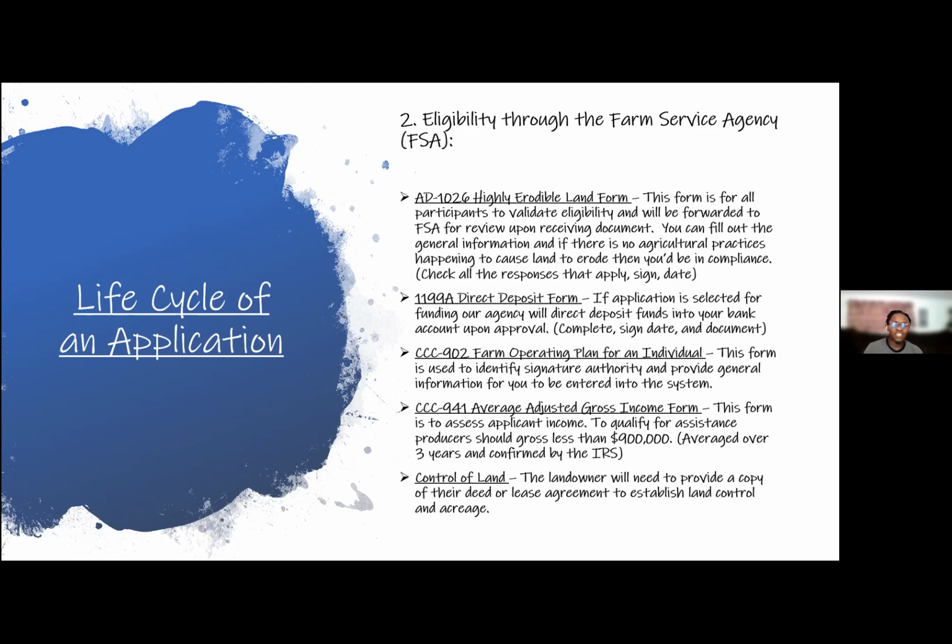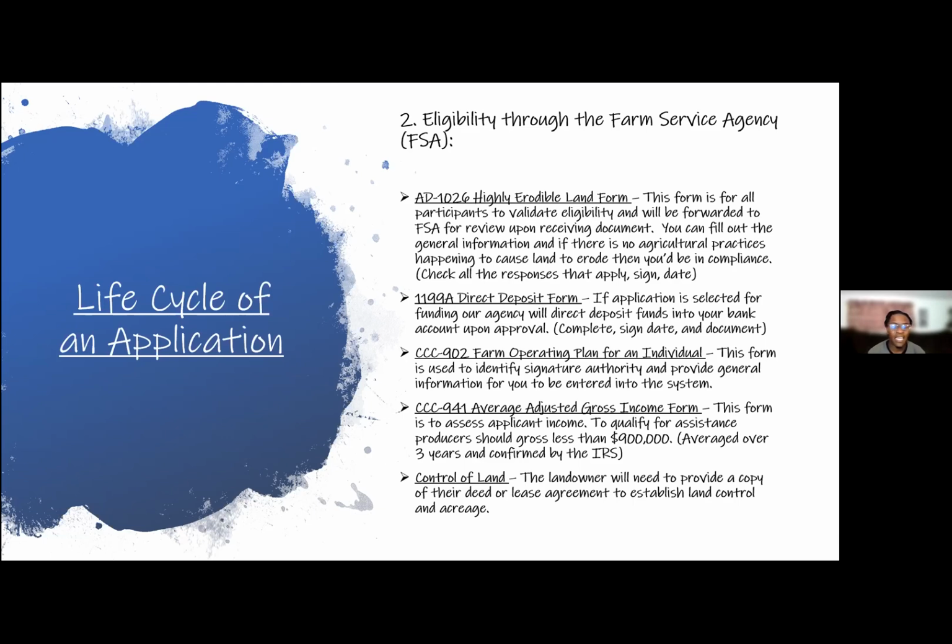Next, we go to the CCC 902 farm operating plan for an individual. This form is just used to identify signature authority, if it's an entity or if it's a husband and wife, or children, or whoever it is who has the authority to sign for the contract documents or the application documents, what have you. And also just general information about the individual or the entity.